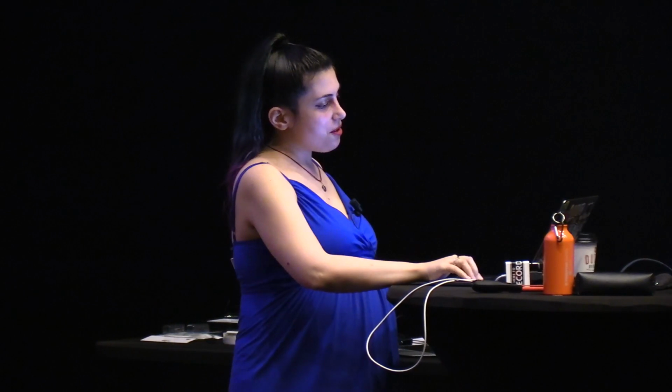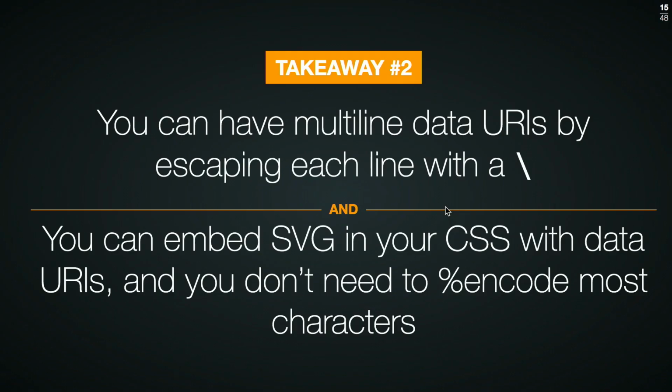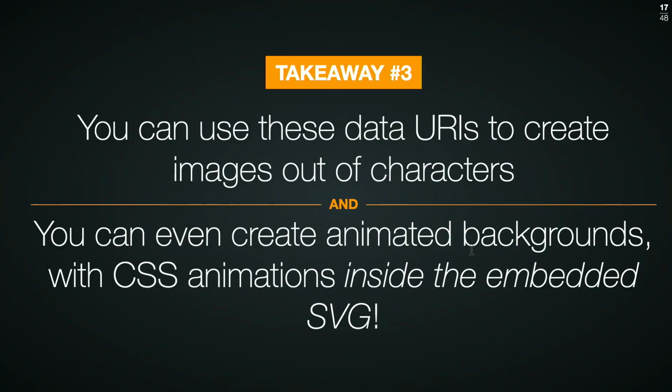So there's a bunch of takeaways. As we already mentioned, you can have multi-line data URIs by escaping each line with a slash. This is very important. Everything will break if you don't include that slash. You can embed SVG in your CSS with data URIs, and most characters don't need to be URL encoded. And you can use these data URIs to create images out of characters. And of course, you have access to everything you can do in SVG. That's just one example. And you can even create animated backgrounds with CSS animations inside the embedded SVG.